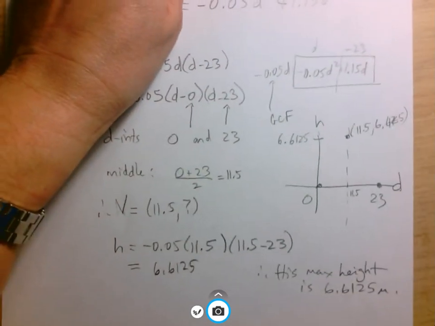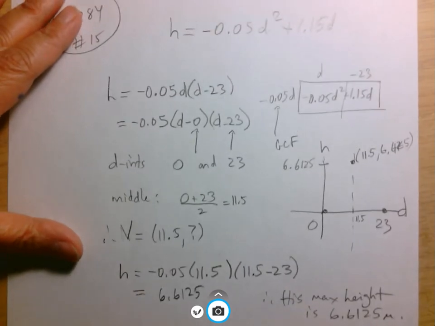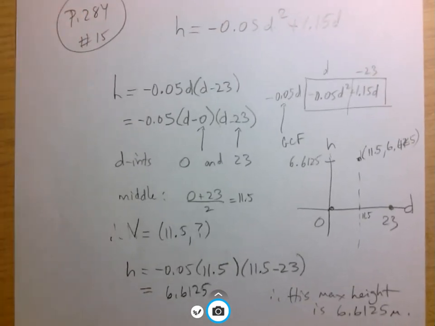All right, so same process as always. You've got to factor in order to find the x-intercepts. Use the x-intercepts to find the axis of symmetry right in the middle. That tells you where the vertex is going to be. Sub that value into the equation to get the rest of the vertex and answer the question.